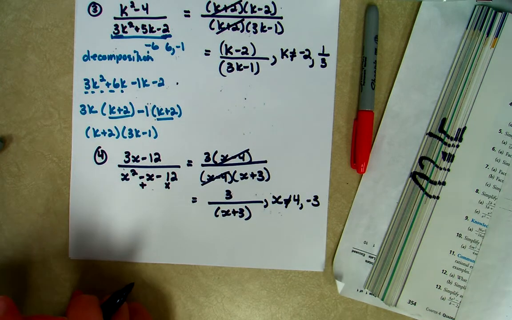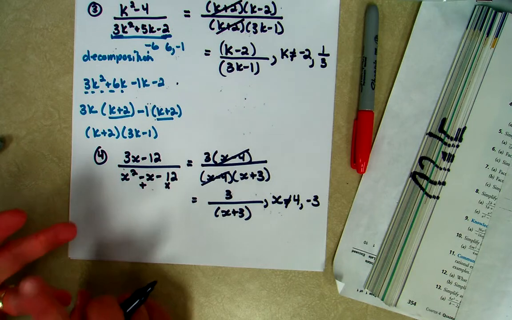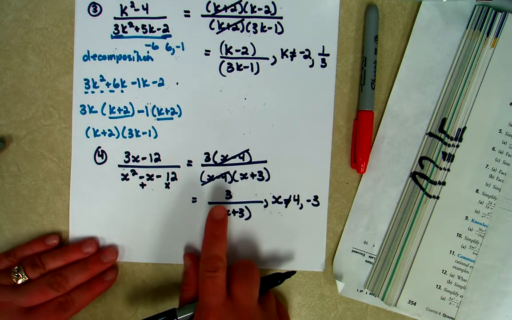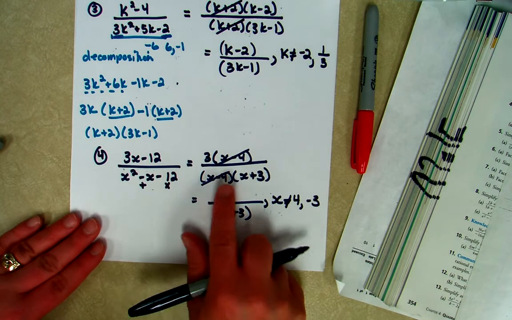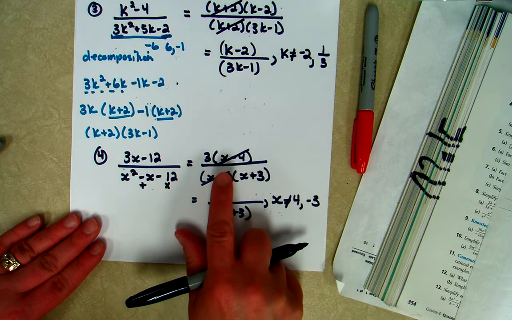So it's factor, cancel, and then state any restrictions. The restrictions come from the zeros of the bottom, and don't forget to account for restrictions from any of the quantities that you have canceled.